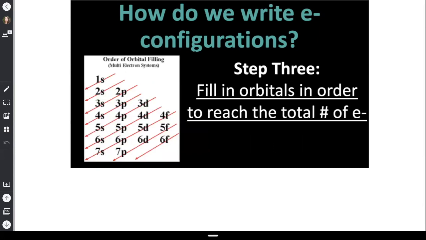We're going to fill in those orbitals in order so that we reach the total number of electrons of that atom, just like we did with the marbles and our energy levels. As one fills up, we move to the next. As that one fills up, we move to the next. You have to work in order. Follow the yellow brick road. Just because you don't have enough to fill it all the way, that's totally fine. You just have some empty space in that orbital. There are still electrons there, it just may not be full. So fill those orbitals in order to reach the total number of electrons.